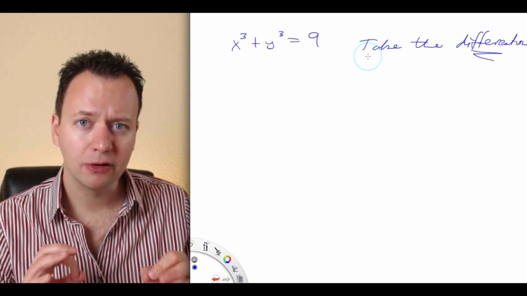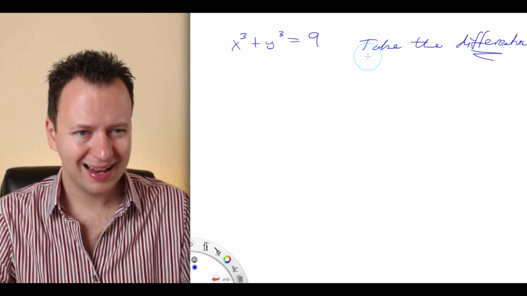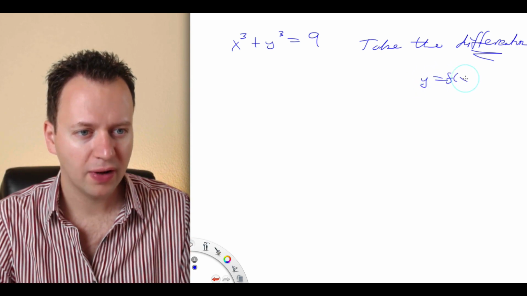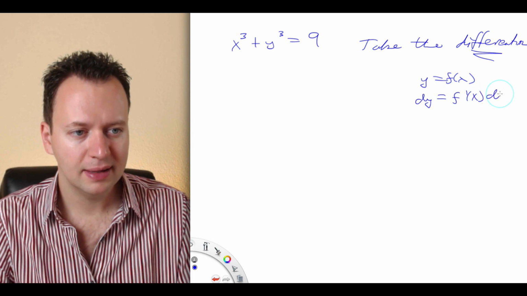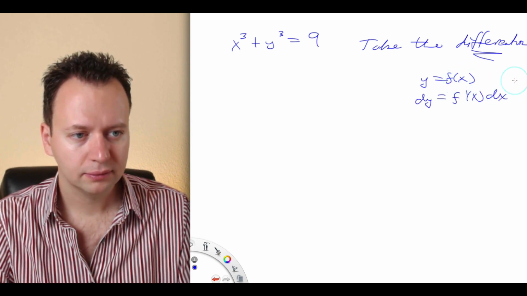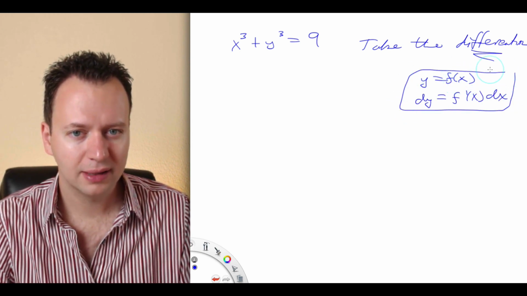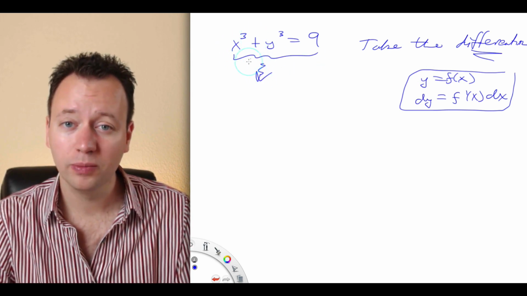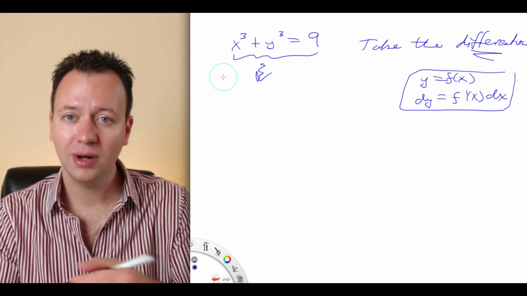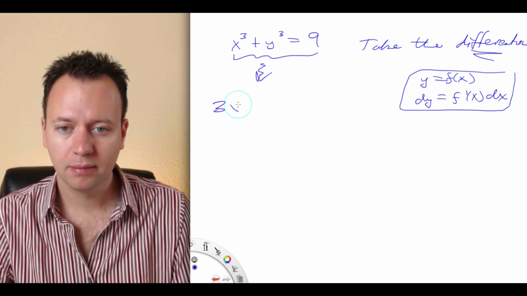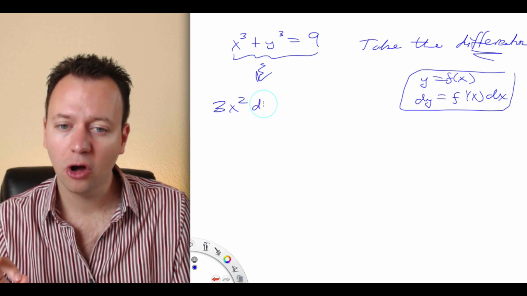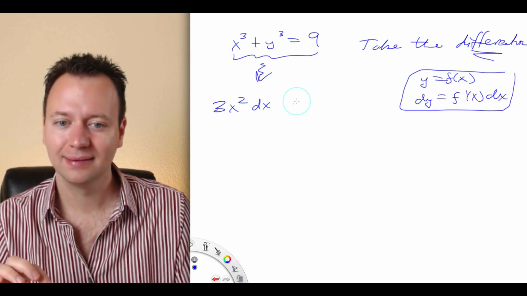So we basically start differentiating as normal. And just on the side, it doesn't hurt to remember if we have y as a function of x, dy is equal to f prime of x dx. So we have some notation like this. Okay, so here we have x cubed. So we take the derivative, 3x squared. Since we differentiated with respect to x, we let everybody know by multiplying it by dx.